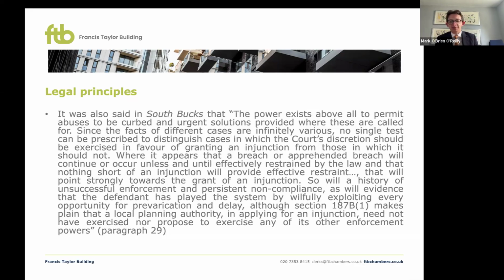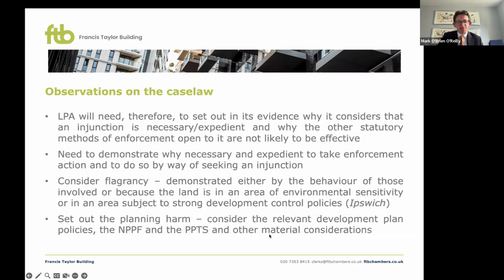Although Section 187B, subsection 1, makes plain that a local planning authority need not have exercised nor propose to exercise any of its other enforcement powers. So, bringing together the various strands in the case law, what does that tell us? Well, first of all, the local planning authority will need to set out in its evidence why it considers that an injunction is necessary or expedient, and why the other statutory methods of enforcement open to it are not likely to be effective. It also will need to demonstrate why it is necessary and expedient to take enforcement action in the first place, and why to do so ought to be by way of an injunction, as opposed to waiting for some of the other enforcement powers to be available to the local authority.